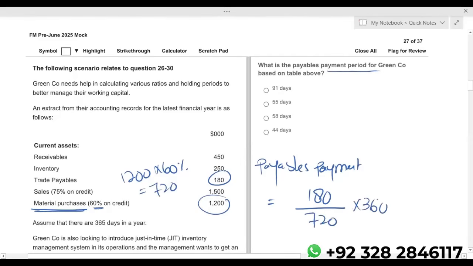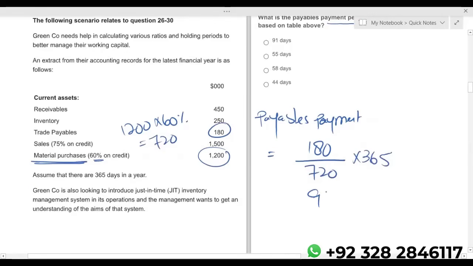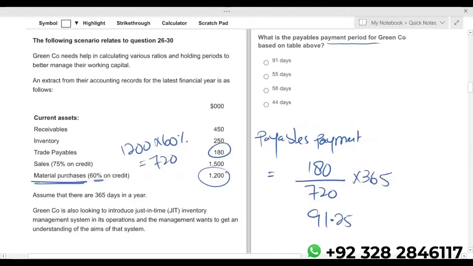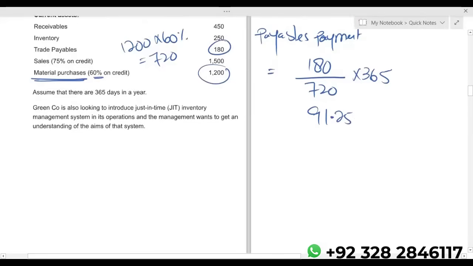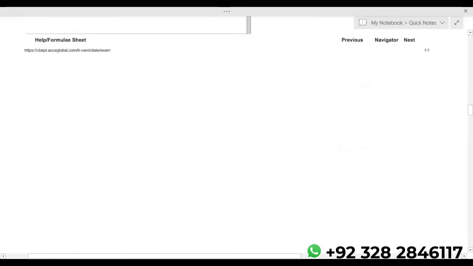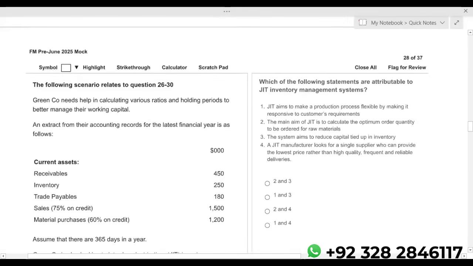Just multiply this with 365. So 180 divided by 720 into 365. I'm getting 91.25 days. Obviously, choose the option 91. Great. So far, easy question. But let's see what comes next.